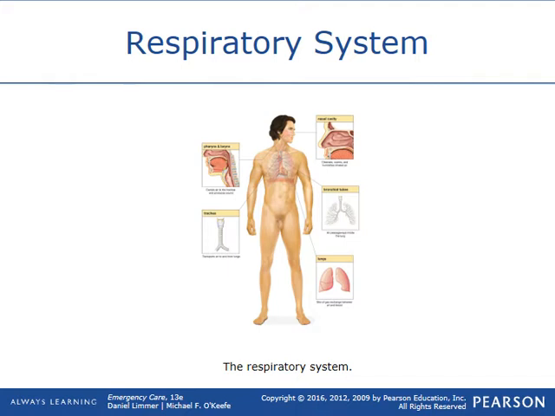There's your respiratory system. Nasal cavity, the pharynx and the larynx on the left. Your trachea, as it goes down through the center and to the lungs. The bronchial tubes, and your lungs.